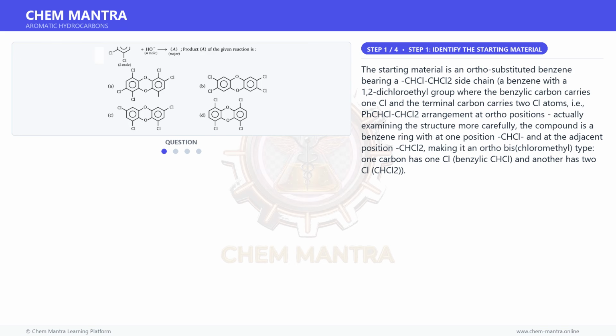Actually, examining the structure more carefully, the compound is a benzene ring with at one position CHCl and at the adjacent position CHCl2, making it an ortho-bis chloromethyl type. One carbon has 1 Cl, the benzylic CHCl, and another has 2 Cl, CHCl2.